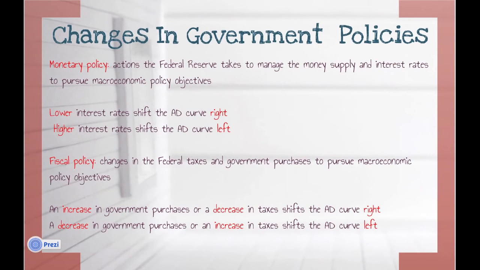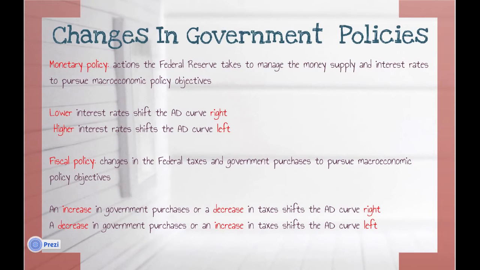Monetary policy are actions the Federal Reserve takes to manage the money supply and interest rates to pursue macroeconomic policy objectives. Lower interest rates shift the aggregate demand curve right as consumption and investment spending increases. Higher interest rates shift the aggregate demand curve left as consumption and investment spending decreases.